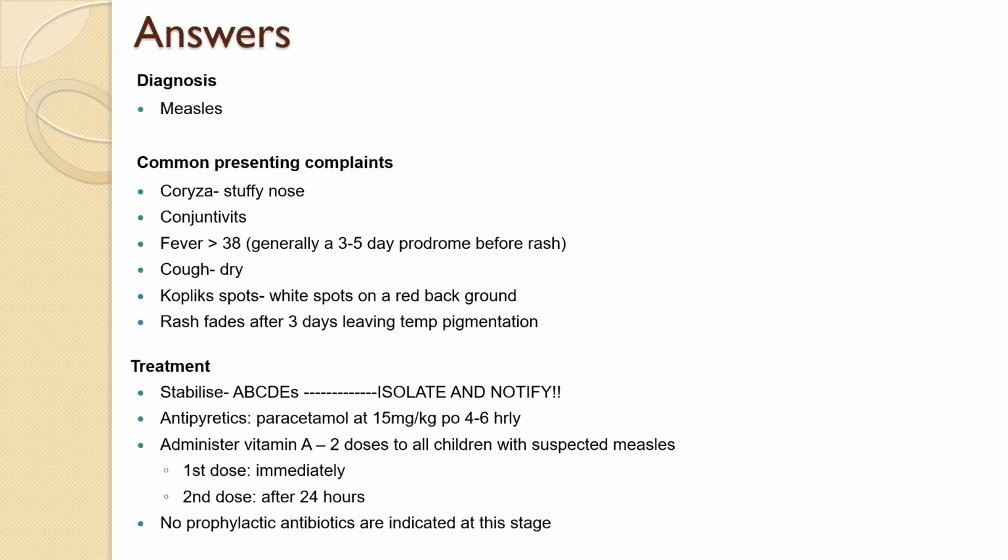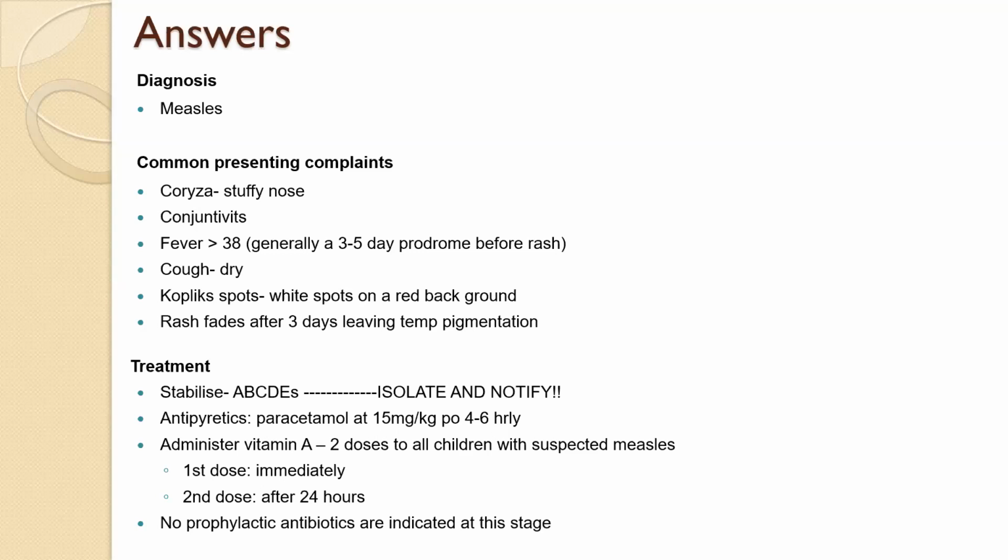Okay, so as you said, the common presenting complaints: they can present with coryza with a stuffy nose, conjunctivitis, a fever, and cough, which is generally dry unless they've developed pneumonia already. Then Koplik spots, which is what we spoke about, so you'd see a white spot on a red background. The rash generally fades after 3 days and leaves a temporary pigmentation. So as Anne said, we need to stabilize the patient. If they're coming in with complications, we need to do airway, breathing, circulation. If we need to establish an airway, we need to do that. Then isolate and notify.